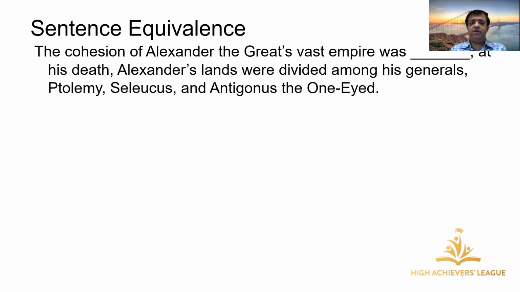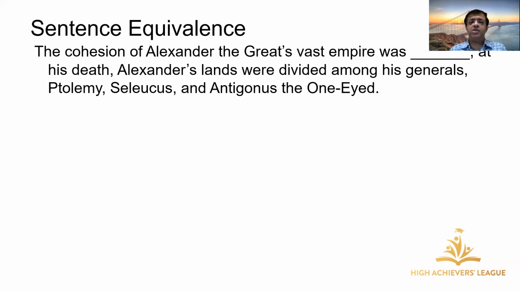Now we have this example, and we are going to select 2 words that do not alter the meaning of the sentence. The cohesion of Alexander the Great's vast empire was dash. At his death, Alexander's lands were divided among his generals. So in this example, what was the cohesion like?